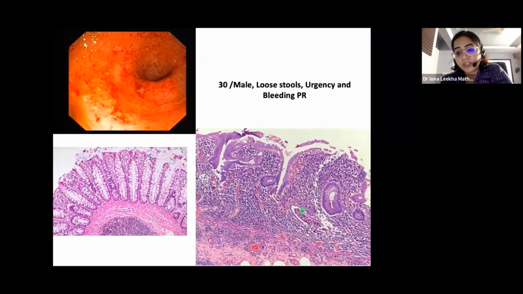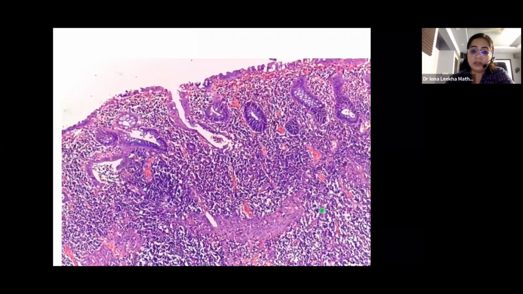And then there is damage to the crypt epithelium. You can see a crypt abscess here, that is neutrophils within the crypt lumen. This is another view, which is showing again distortion of crypt architecture, a dense inflammation in the lamina propria. These are crypt abscesses here. And cryptitis. Cryptitis is nothing but a neutrophilic infiltration of the crypt epithelium.